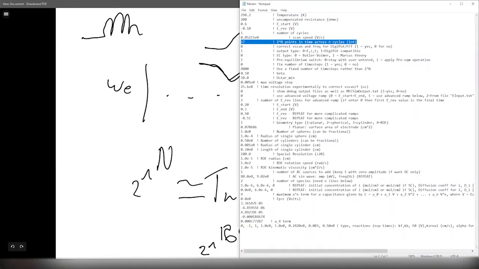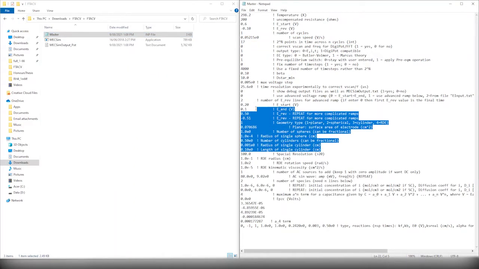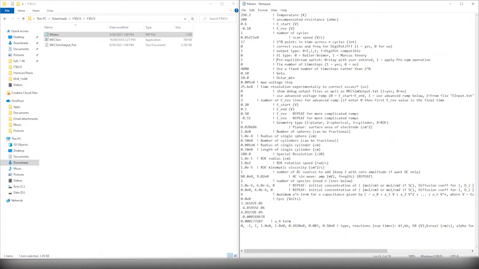Moving back to the output here, we've moved into that, and then we have all these other things of normal stuff. Other things of interest would be your Marcus or Butler-Volmer, which defines the electron transfer at the working electrode. You also have your planar surface area of your electrode, number of AC sources.